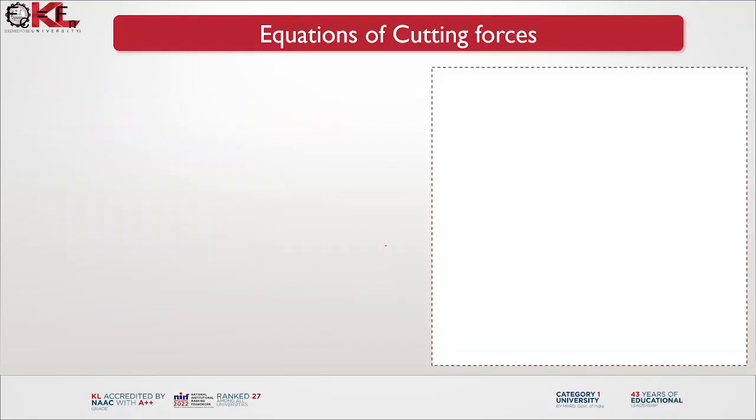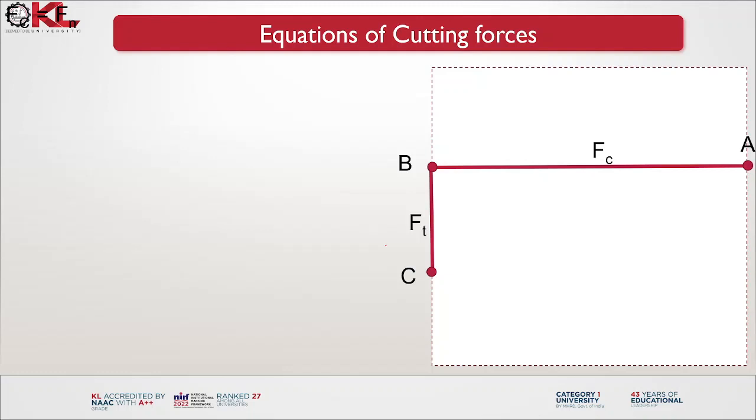Okay, now let us rewrite the Merchant circle that we have shown here. Now I just want to mark the different points and different cutting forces for the further derivation of the equations. First mark the cutting force, that is Fc. You can draw the line AB, it indicates the cutting force Fc. Then draw the line BC, which indicates the thrust force.